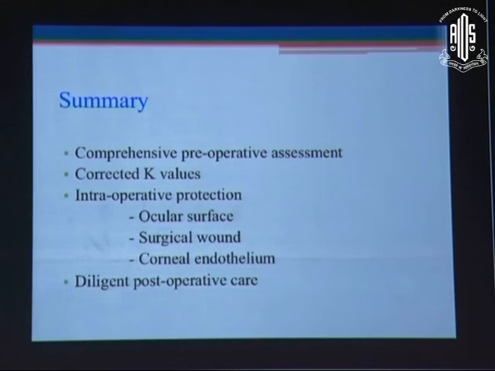To summarize, you require a very comprehensive evaluation of unsatisfied patients, which goes a long way before you start surgery. Correct K values, and intraoperative protection of the ocular surface is important. You can use viscoelastic over the cornea rather than irrigation with BSS or Ringer's, especially in weak epithelium like diabetic patients.